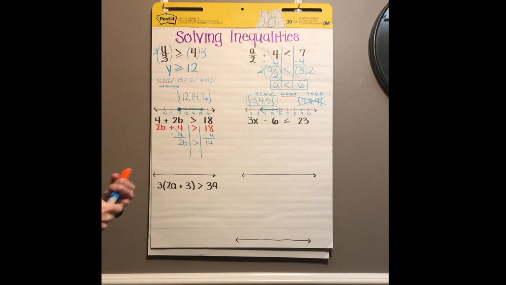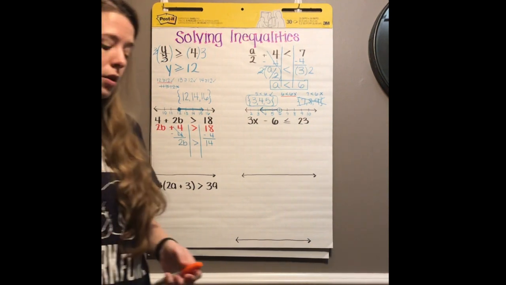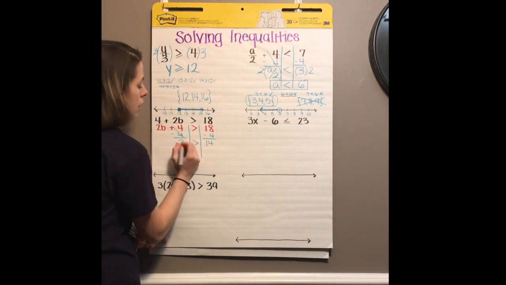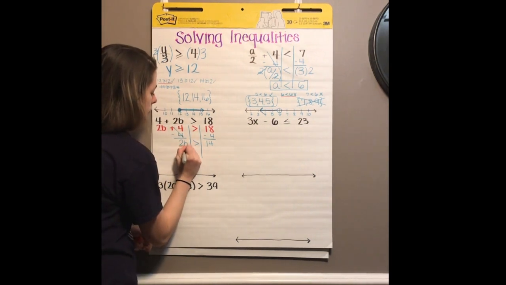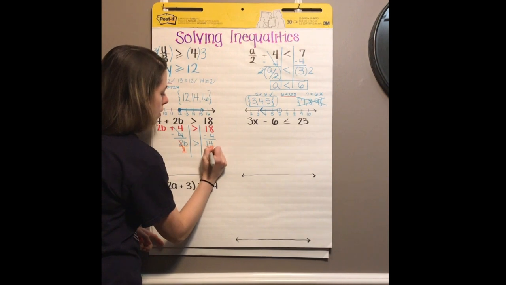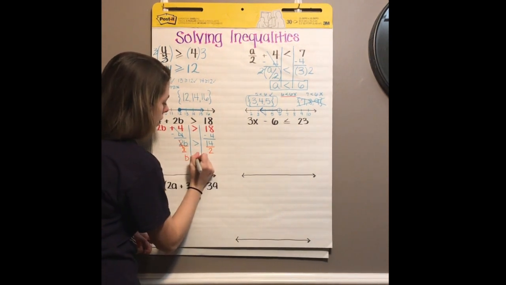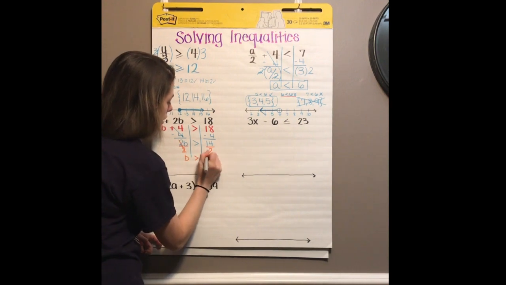So now I have 2b is greater than 14. And now I'm going to divide by 2 to get rid of multiplied by 2. So divide by 2, divide by 2, and I'm going to be left with b is greater than 7.